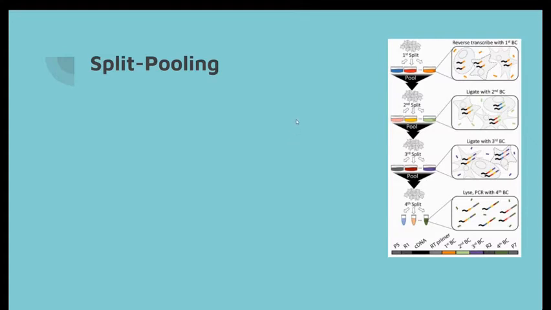Split pooling is done in rounds. In each round, fixed cells or nuclei are randomly distributed into wells and are labeled with unique barcodes. In the first round, the split cells are labeled with barcoded RT primers, which enables cDNA synthesis from all regions of RNA transcripts. This includes those that go from 3' to 5' and 5' to 3'.